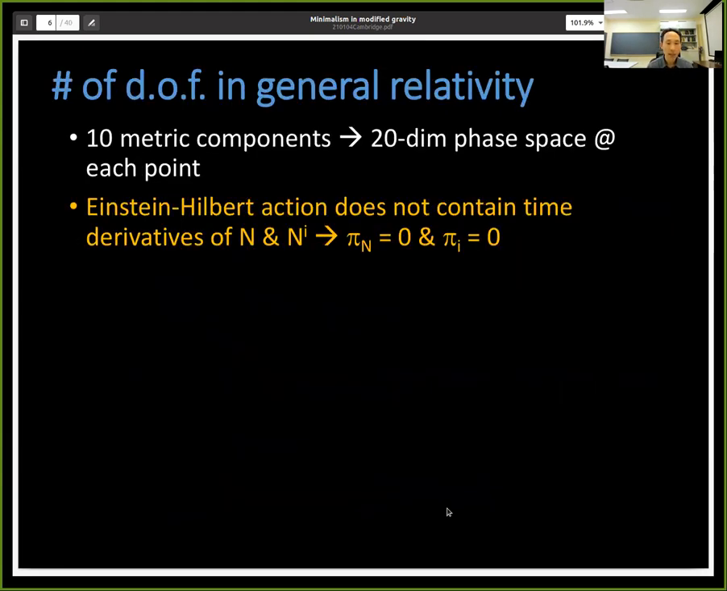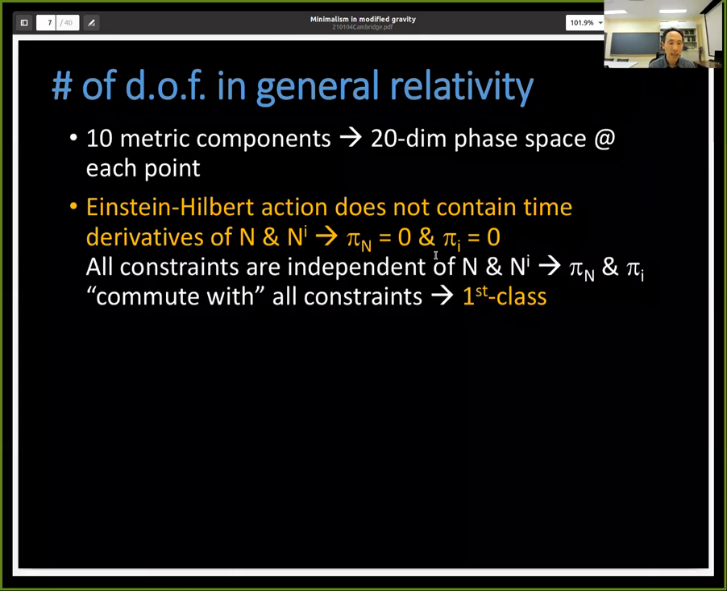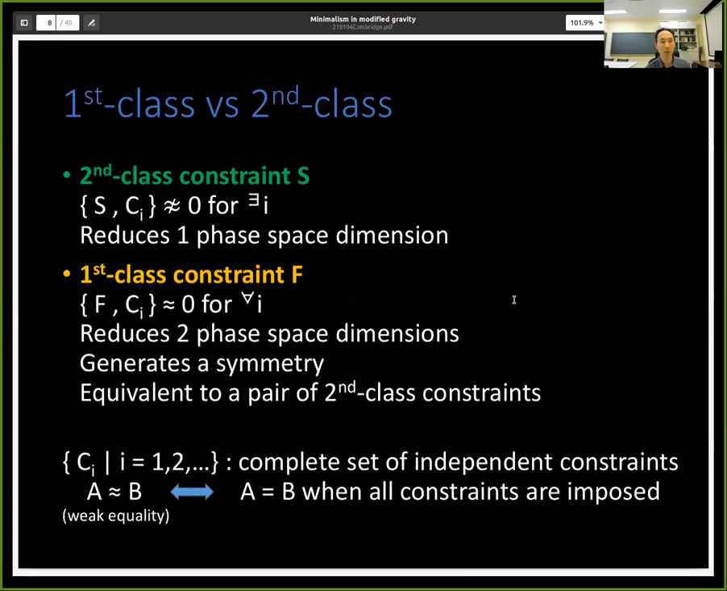So this means that the momenta conjugate to lapse and shift are zero identically. So they are kind of algebraic equations in the field space, so they are constraints. And indeed, the Hamiltonian turned out to be linear in lapse and shift. As a result, all the constraints commute with those π_N and π_i. This means that they are so-called first class. Maybe I should remind you what first class is.